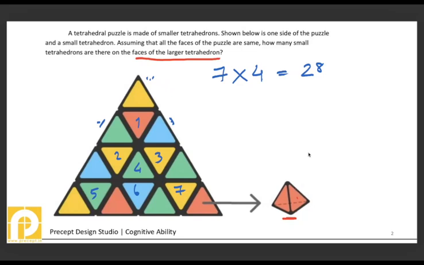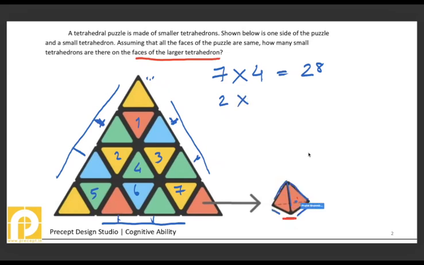Now, next, we'll count the tetrahedrons which are shared by 2 faces. One edge of a tetrahedron has 2 such tetrahedrons, and each of those faces will have 2 such tetrahedrons which are shared by 2 faces. The number of edges in a tetrahedron are 1, 2, 3, 4, 5, and then that dotted one at the back, 6. Each of these edges will have 2 such tetrahedrons which will be shared by the 2 faces. That makes up a total of 12 tetrahedrons.